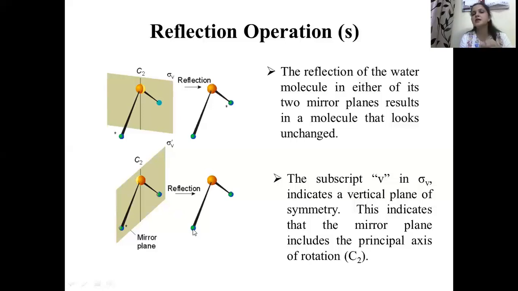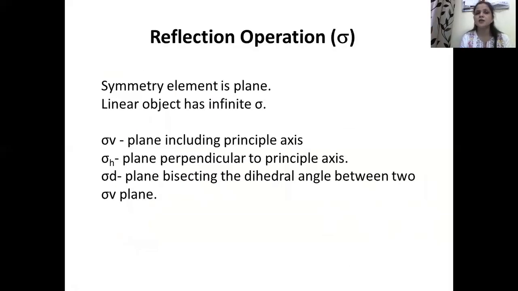Okay. So in this case, as you know, the reflection operation is denoted by S or sigma, but in the subscript I have used the term v because the reflection planes are categorized into different planes that we call vertical planes, horizontal plane, and dihedral plane. So what is the vertical plane? It is the plane which includes the principal axis. Principal axis means the higher order symmetry axis.